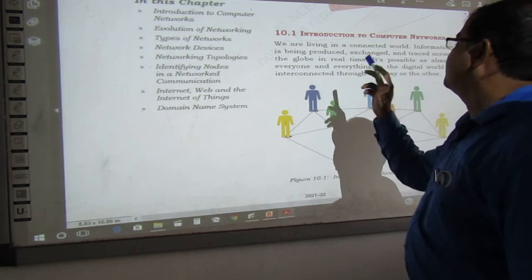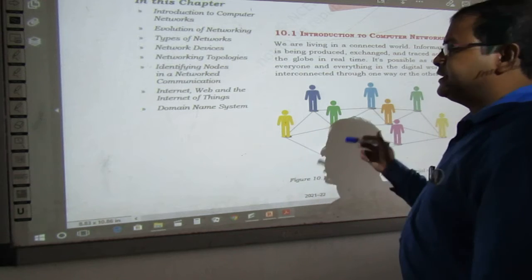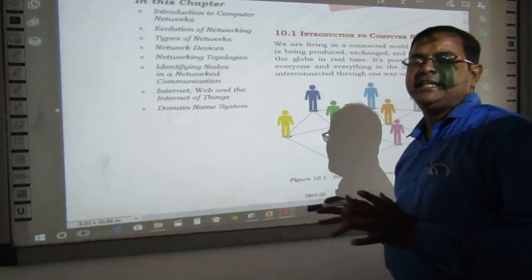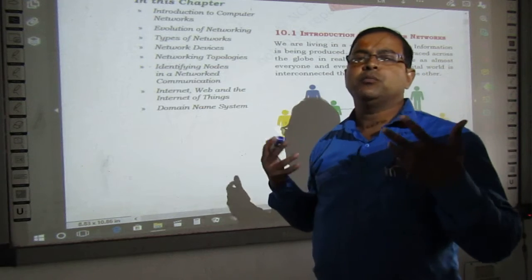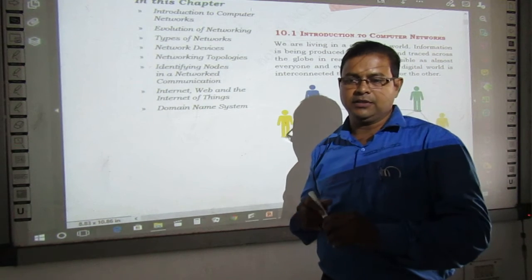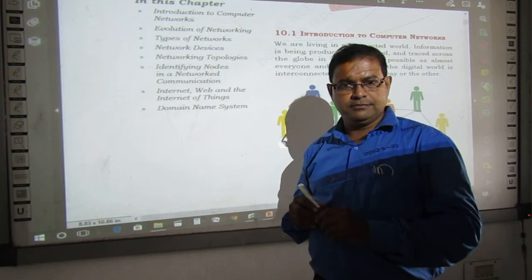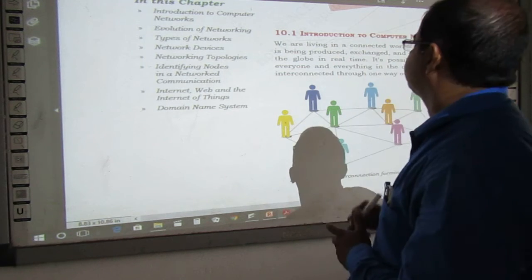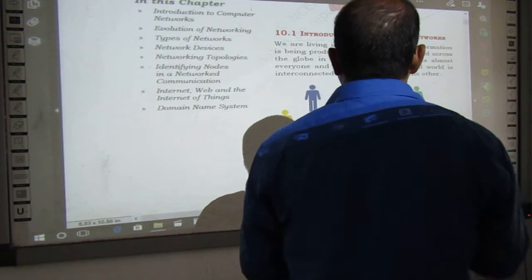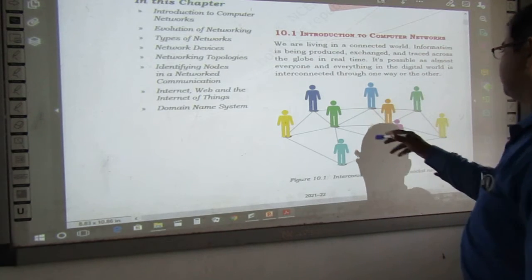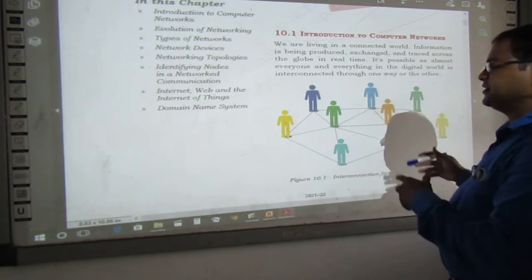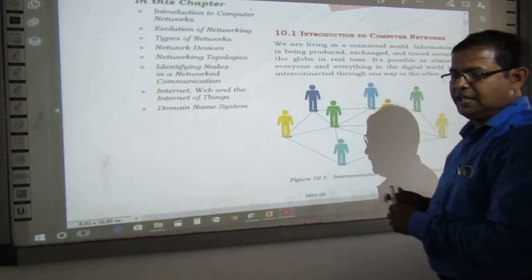Now this is the introduction of the computer network. So what is a computer network? A network is nothing but interconnecting two or more electronic devices to form one network. Like here you can see some people gathering and interconnected with each other, and they can have a conversation like this.